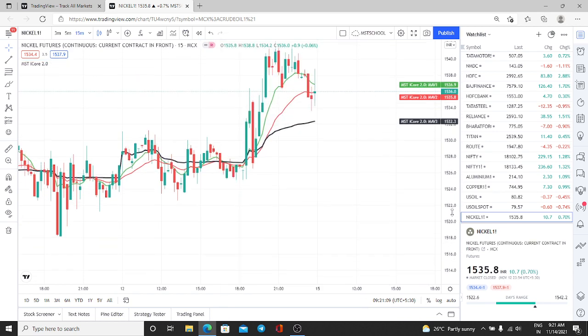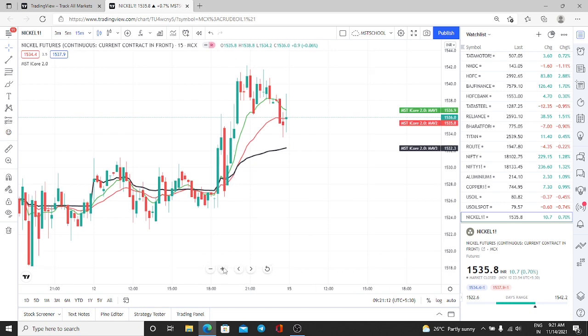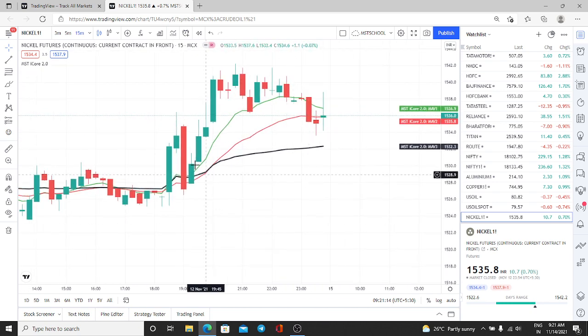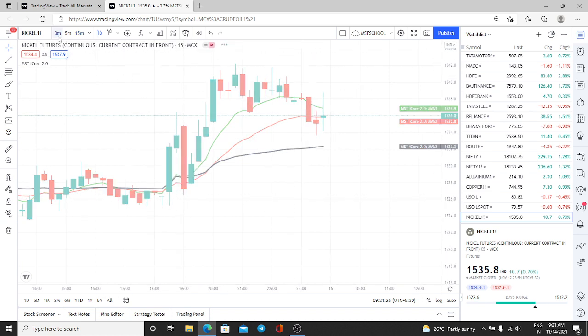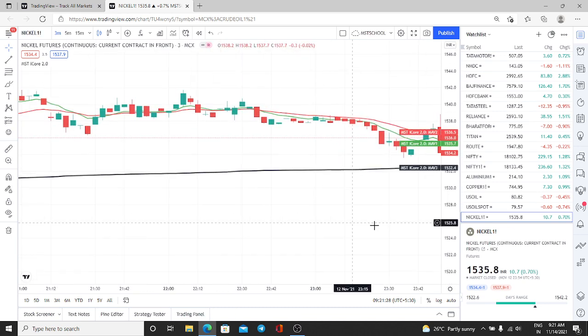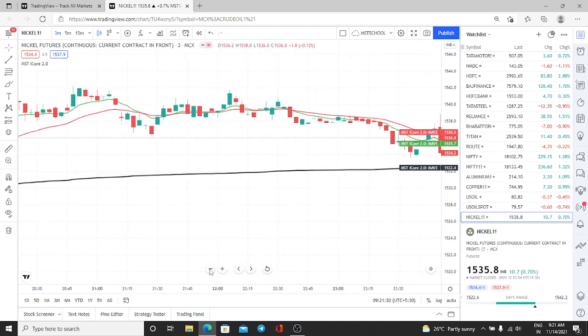Whenever the moving average 9 and 21 is crossing the VWAP, you can immediately go for the buy entry by keeping the previous swing low as the stop loss. You can use this in a lower time frame so that you will get more accuracy.